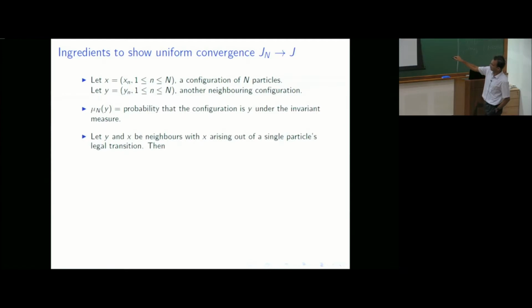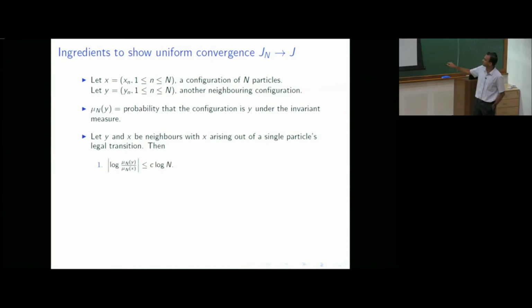So that's also a Markov process. It's a Markov process whose state space is quite large, S to the n. It's also an irreducible Markov chain under the assumption, so it has a unique invariant measure. Let's call that mu_n. This is for the n particle system. So mu_n of Y is the probability that the configuration is Y under the invariant measure. So now if Y and X are neighbors, with X arising out of a single particle's legal transition, that's the assumption, then we can show the following estimate.